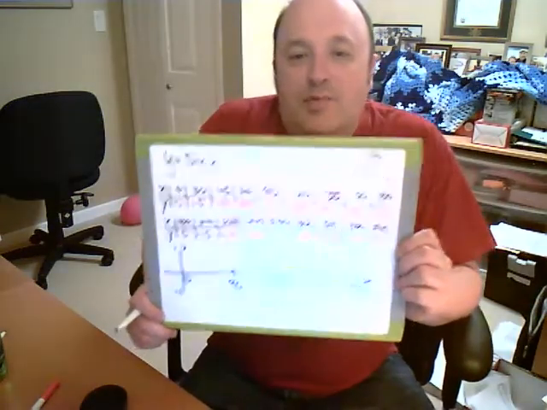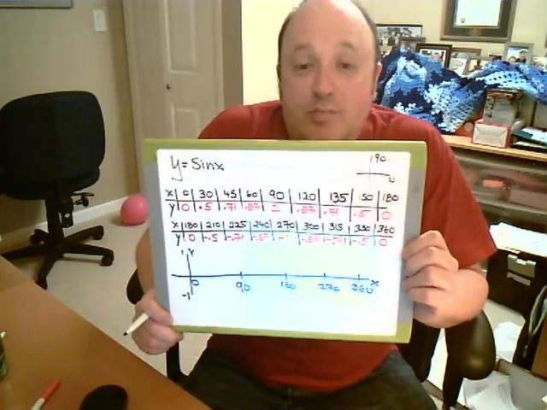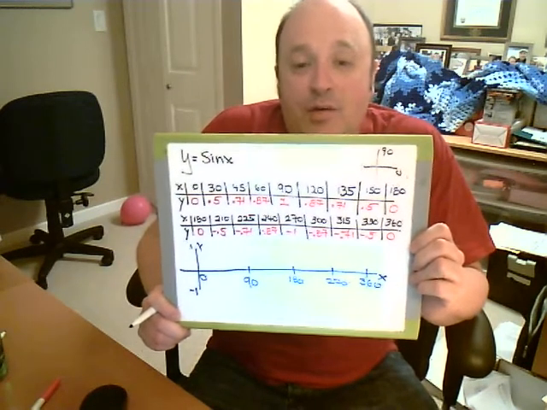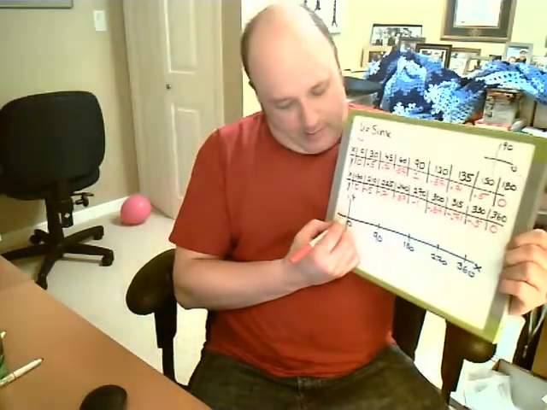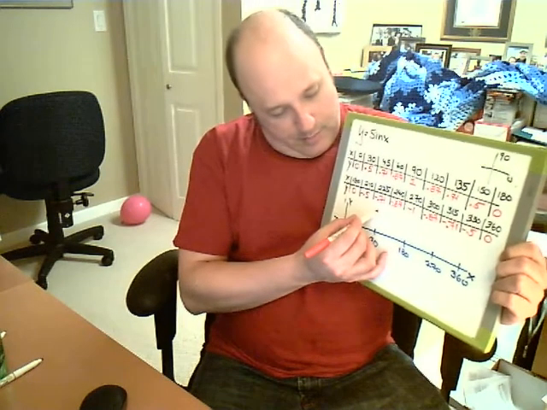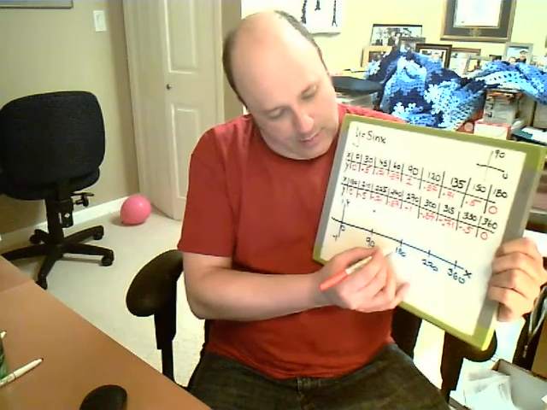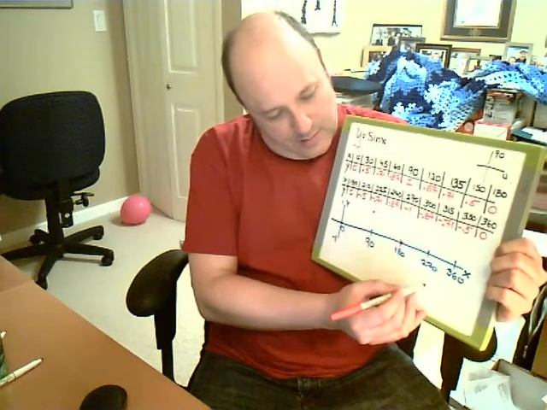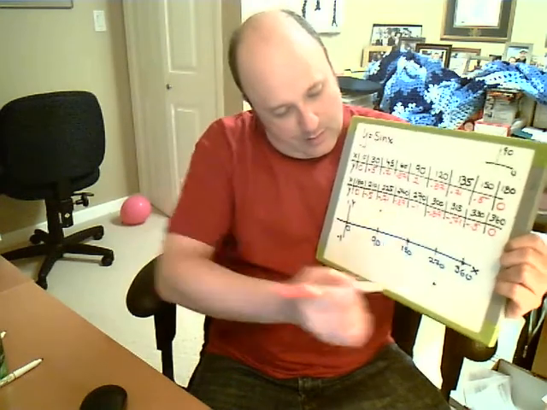Okay, so these represent our distance markers on the graph, and we know that starting at 0, sine is 0. At 90, sine goes all the way up to 1. At 180, sine goes down to 0 again. At 270, I'm down at -1, and at 360, I'm back up to 0 again.